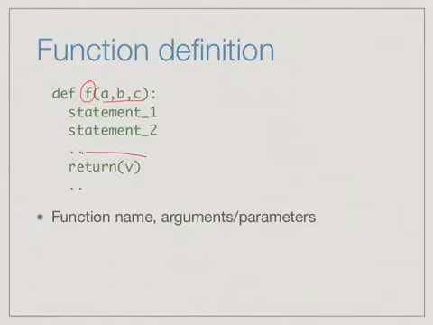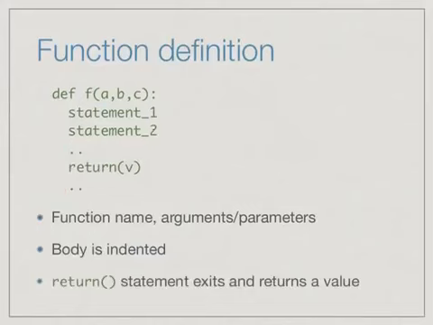Within a function, we might have a statement like this called return. The body of the function is indented like we had for if, while, and for. And the return statement, if it is encountered, says that at this point the execution of the function will end and you will get back to where you called the function from, returning the value in the name v. This could be any expression, right? We could just have return of a constant or return of v plus 1 or whatever.